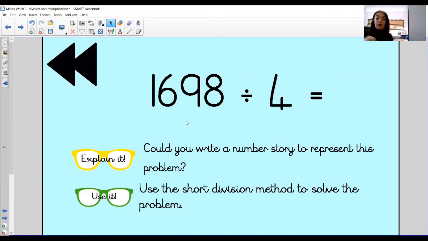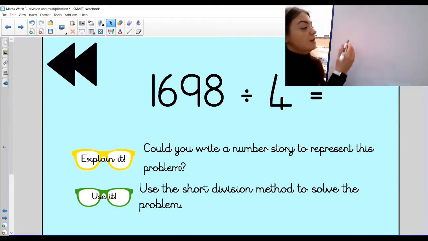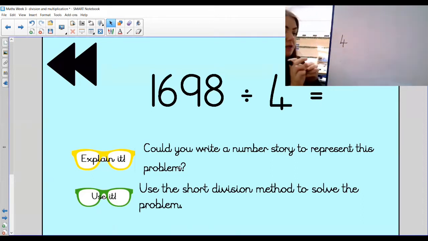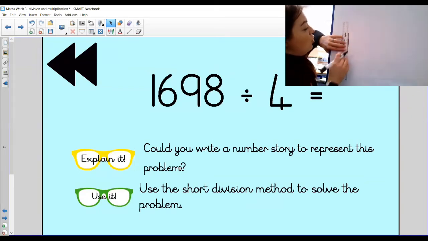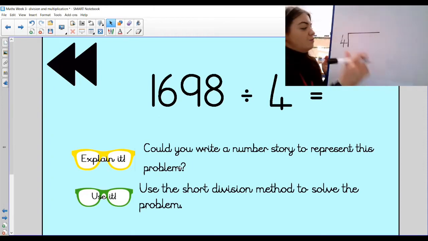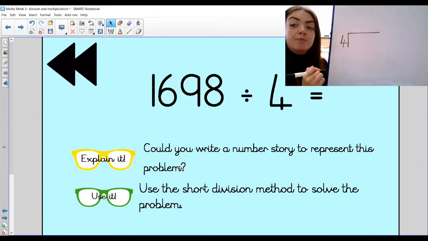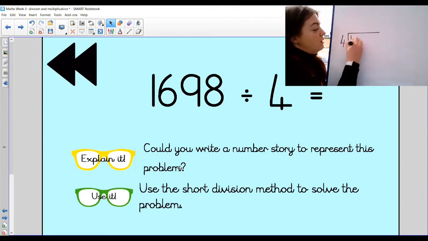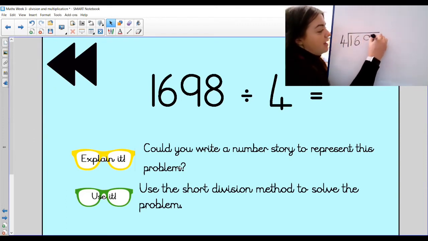So now I've got my problem. I'm going to actually work out my answer and work out how many jars I'm going to need to store all my beautiful shells that I've collected. So I'm going to use my short division method. Where's my ruler? Here it is. So I've got my 4 on the outside because I'm dividing by 4. And then on the inside, what goes on the inside, guys? The whole. So 1,698. Remember, draw it if it helps.